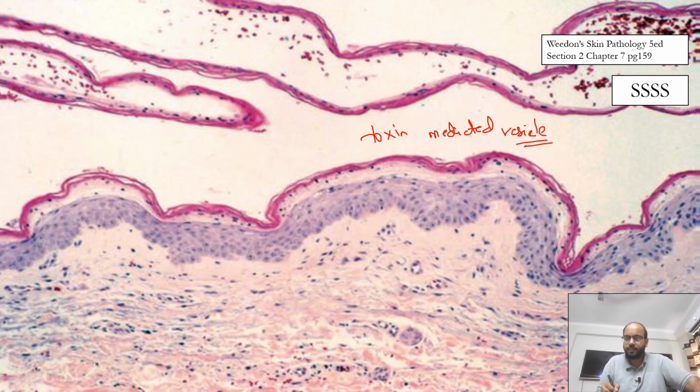We are clear about it? So in SSSS, you will see no organisms and a cleaner, or relatively cleaner, vesicle with less inflammatory infiltrate, less neutrophils. We are clear about it? Let's move forward.